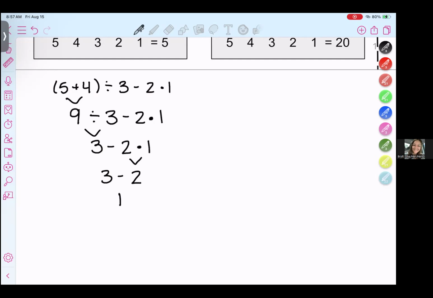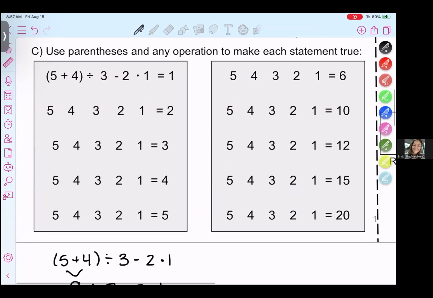But that's a perfect example of how mistakes can happen. And even I make mistakes. So we want to make sure that we're checking those answers. So if we want to go over number 2 together, right? We got to think a little bit, figure out how we can get to 2.